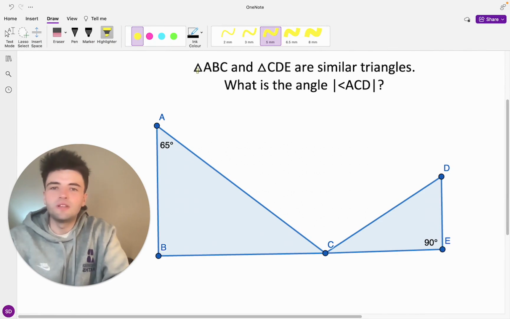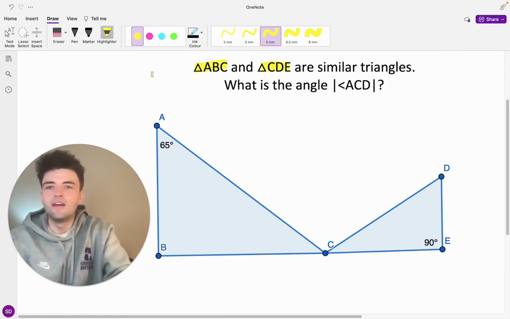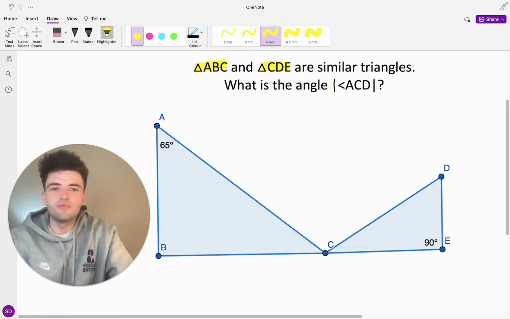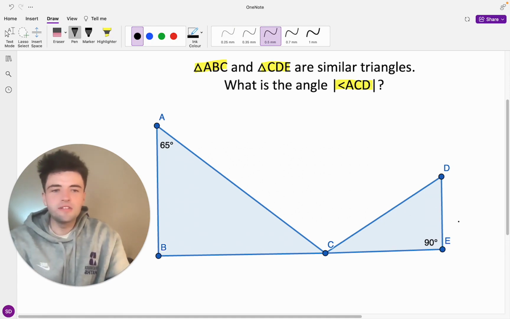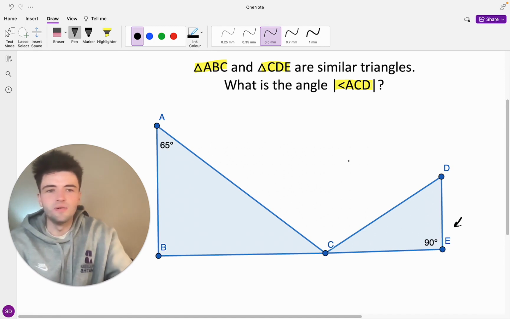In this question, we know that the triangles ABC and CDE are going to be similar triangles. And so we're asked, what is the value of the angle ACD? And so if we just look at what we have here, we know there's a 90-degree angle down in this corner in DEC. So in the triangle on the right, we've got 90 degrees.